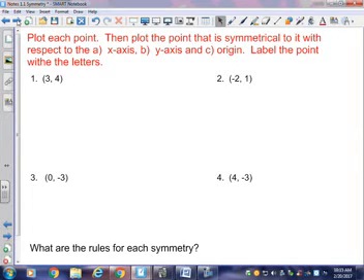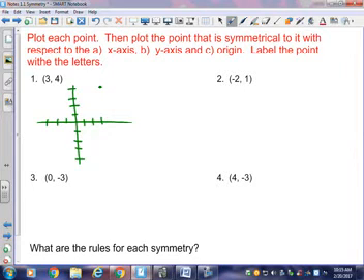So I started out with the point in quadrant 1. All right, so I'm going to plot the point 3, 4, which is over 3 and up 4 in quadrant 1. This is the original point.